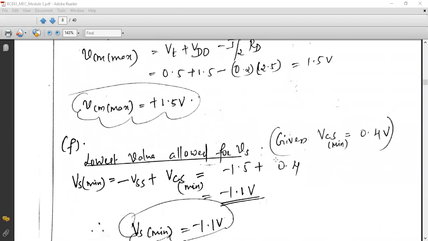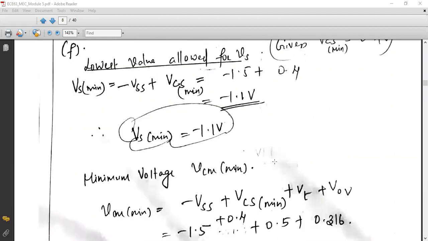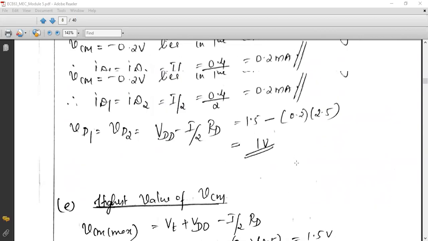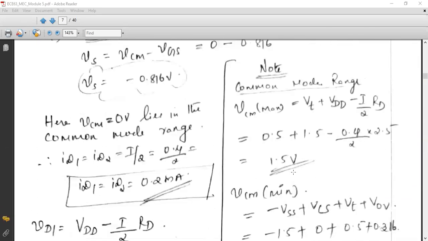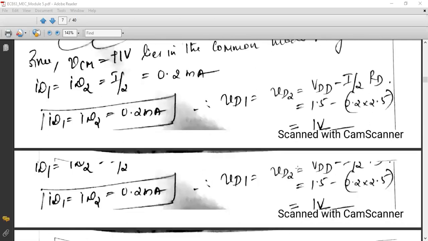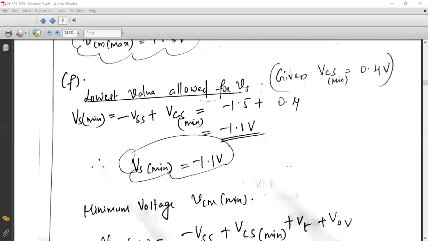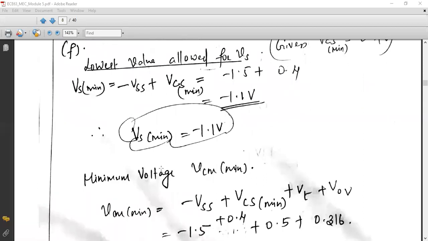But in part F, you are supposed to find the minimum voltage, VCMN, by finding the minimum Vs. So that is specifically mentioned. By finding the minimum lowest allowable Vs, then only we need to find the value of VCMN. So first, let us write the equation for Vs.